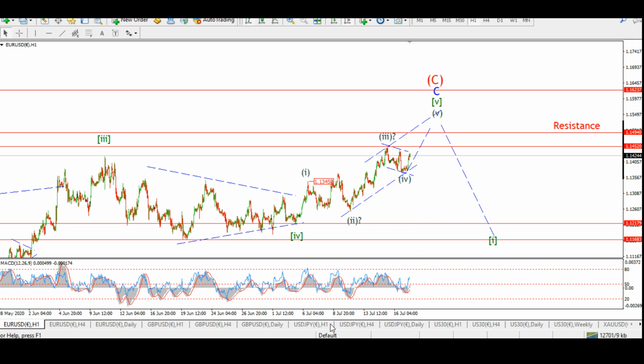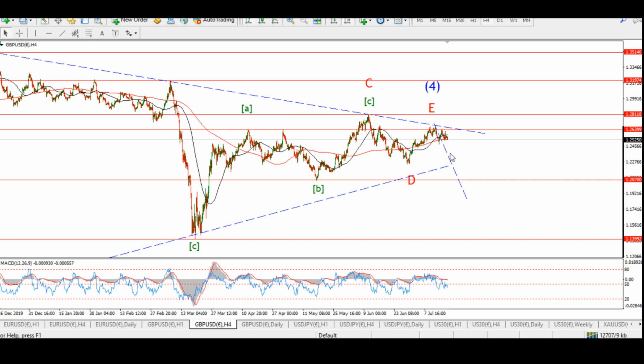Okay, let's move on to cable. Again, another triangle with the possibility that we're done.